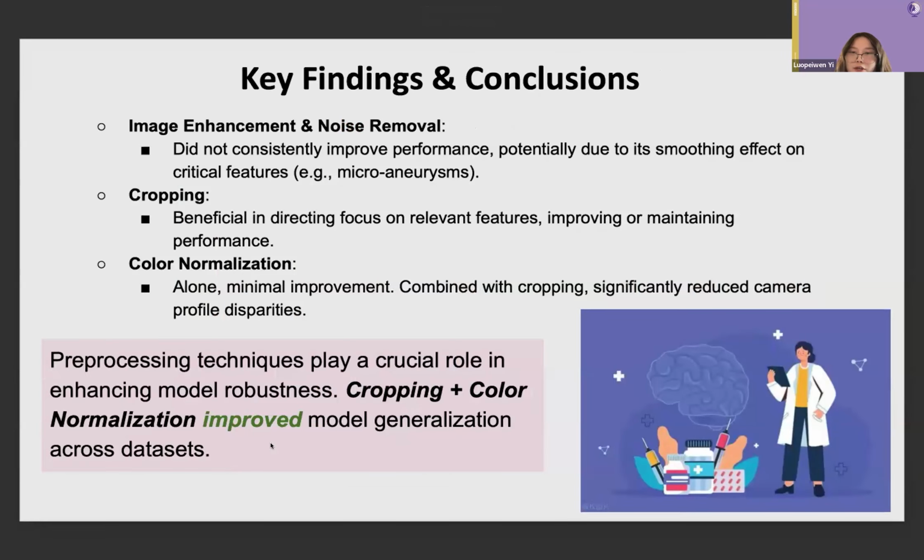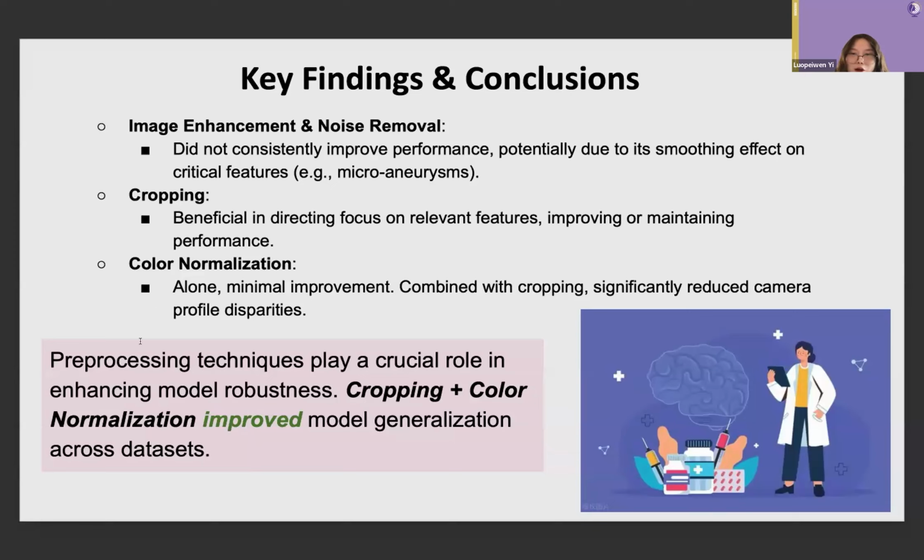So based on the research results, we can conclude that the choice of preprocessing technique can significantly impact the performance of DR detection models. So we can see that the image enhancement and noise removal consistently led to poorer performance compared to raw images. It is possibly due to the smoothing of important lesions like microaneurysms. And cropping shows to be the most effective standalone preprocessing method. It is likely because it reduces the effect of field of view differences across cameras, and it helps to eliminate non-informative black pixels.